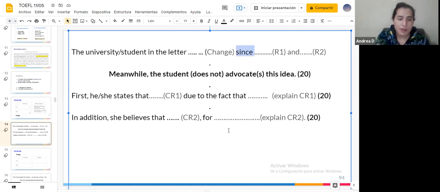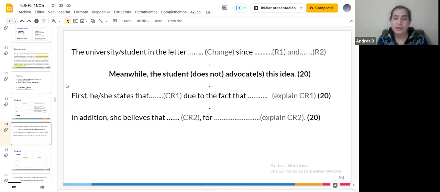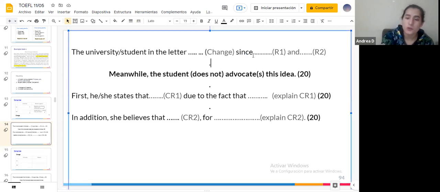My advice, and here's one tip I'm giving you guys: in the whole speaking, always try to avoid words like "because" or "I think" or "but" or "so." Try to use more complex words to make it look like you have a more extensive vocabulary. That's your goal. So instead of saying "because," you could say "since," or "due to the fact that," or "for," or "as." Try to change them as well.